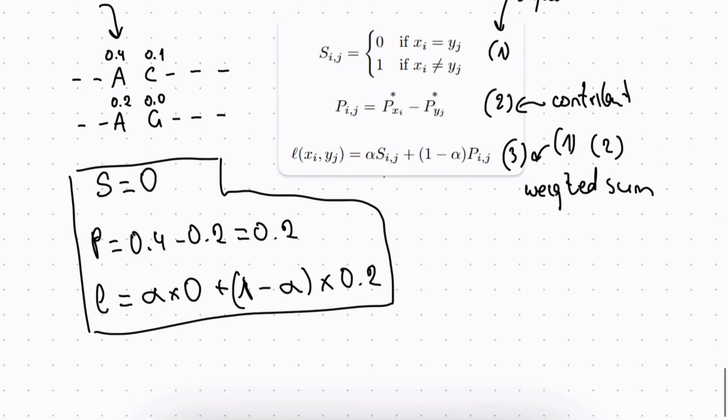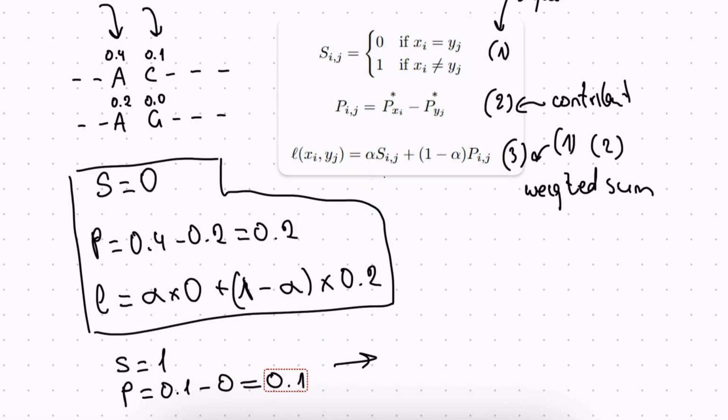Now let's take a look at this one. We see that the bases don't match, so our sequence penalty will be 1. As for the profile, it would be 0.1 minus 0, which is 0.1. And then the loss would be alpha times 1 plus 1 minus alpha times 0.1. Depending on the alpha value, we may get the loss to be lower either for this one or for this one.